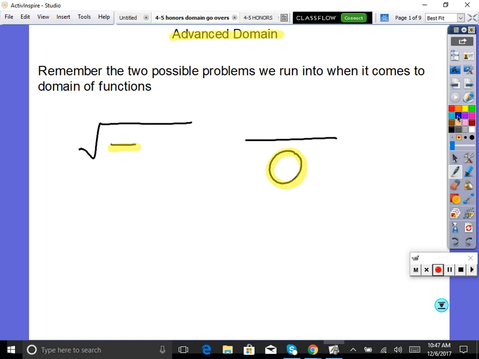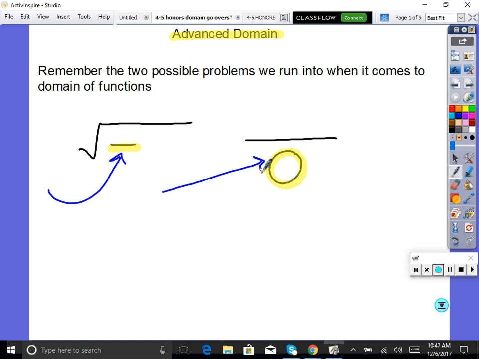Now remember, there are two possible problems. Domain means possible x values. We can plug in any x value, except if we have a radical, we won't have negative numbers underneath, correct? So that would not be in our domain. Does everybody understand? Then once again, we will not be able to divide by 0, so that would not be in our domain. Anything else would work.